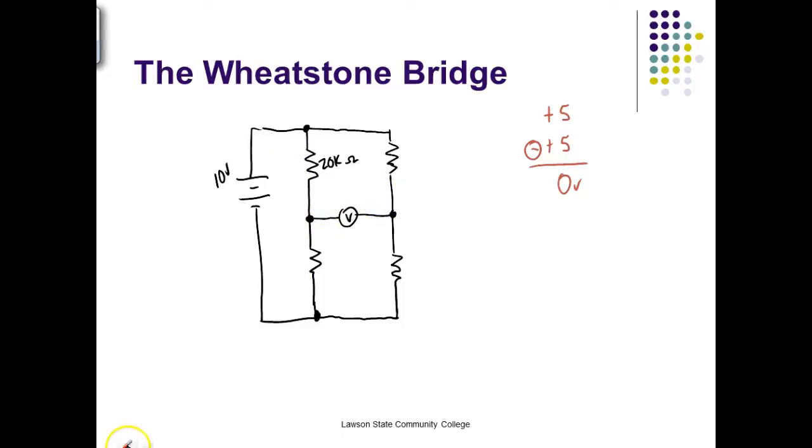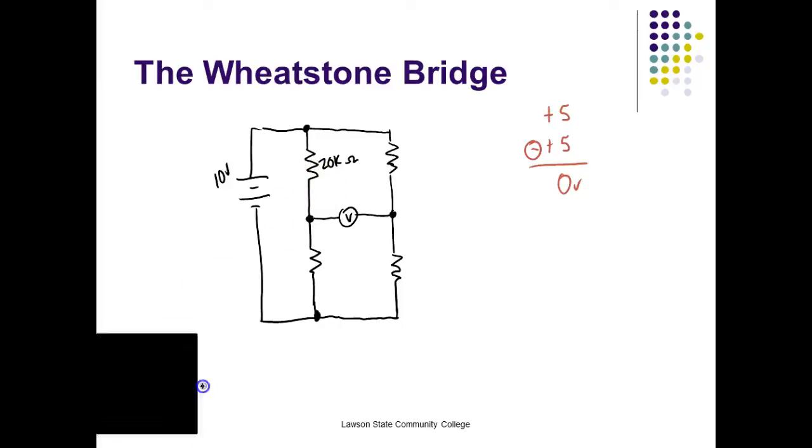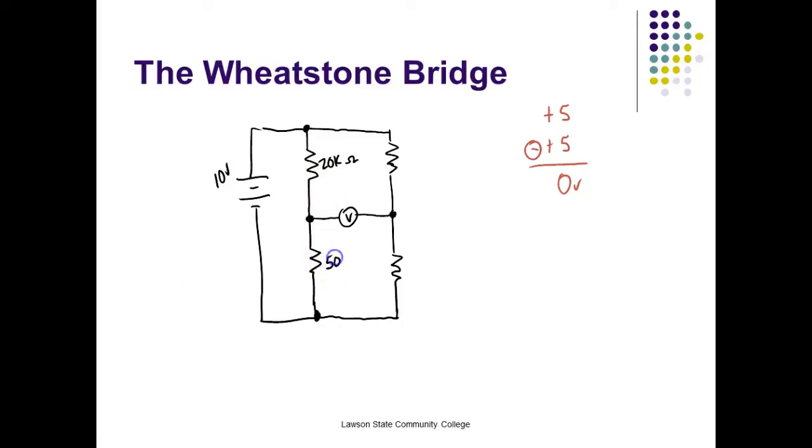But they have to have the same ratio. So let's say over here I put a 20K, and over here I put a 50K. And over here I'm going to put a 1K, and over here I'm going to put a 5K. Now, is it balanced? Well, some people say it's not, but what we're doing is calculating how much voltage, and what we'll do is look at this resistor right here.